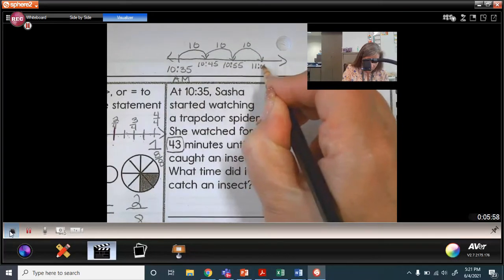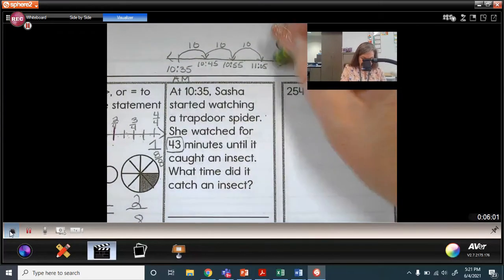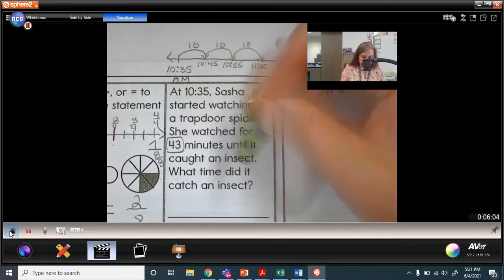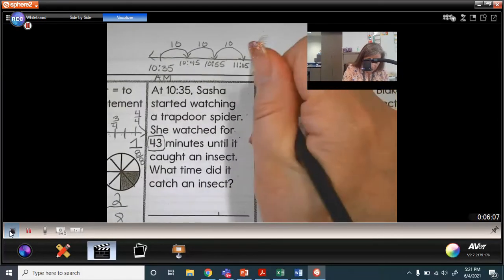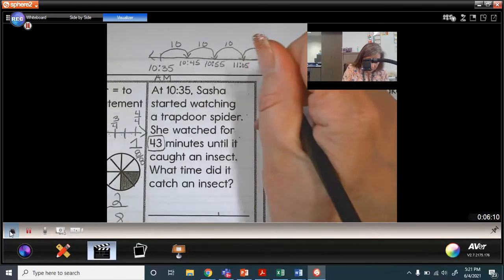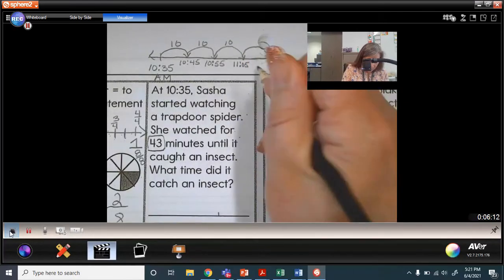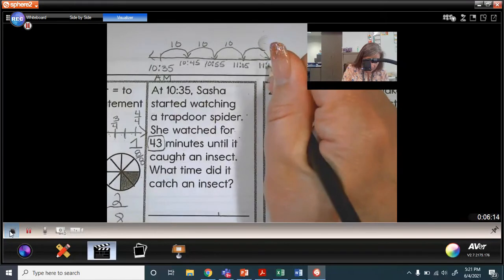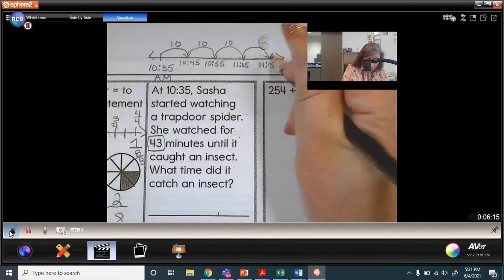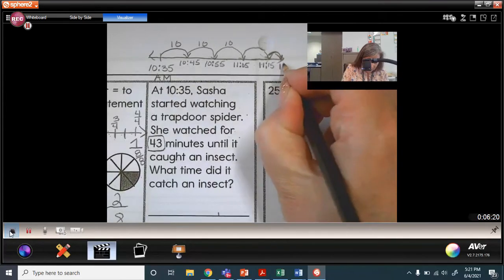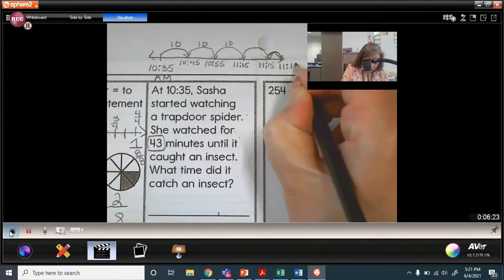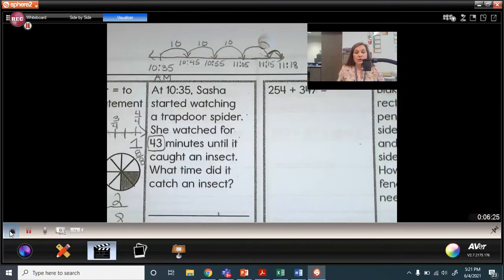11:05. And I'm going to need to extend my timeline here just a little bit. Just going to scoot over just a tad. I'm going to need another 10. That puts me at 11:15. And now I'm going to add these 3 more minutes in. And that puts me at 11:18. So the time that the spider caught the insect would be 11:18.